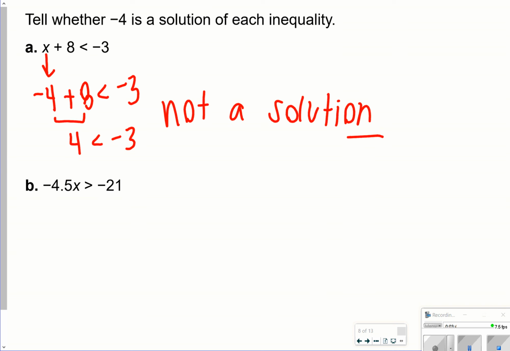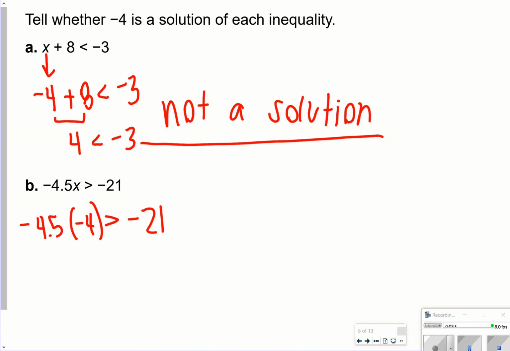So let's see if letter B works. I have negative 4.5 times negative 4, and that's greater than negative 21. I already know that when I multiply two negatives, I'm going to get a positive, but once you work it out, you should get 18. So we're seeing if 18 is greater than 21, and that is a solution.